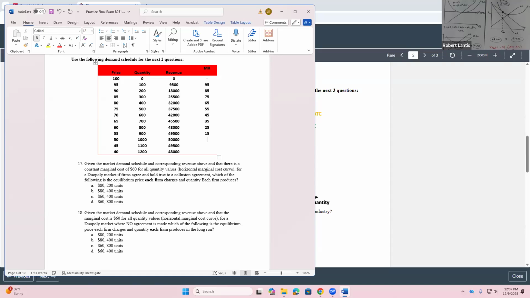Because we're dealing with linear demand curves, why do I know that after I calculate that first marginal revenue, I can just keep going down by 10? What represents here my demand curve? The combinations of price and quantity. So as my quantity goes up by 100, how much was my price falling by? 5. No, it's 5. So if the quantity goes up by 100, price is going down by 5.